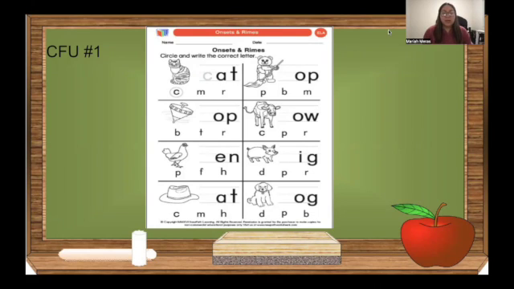If we take a look at our worksheet, in the first top square we see a picture of a cat. Right below the cat are the letters, or the onsets: letter C for k, letter M for m, and letter R for r. If we are spelling the word cat, can you guys tell me which onset letter you think we need to spell cat?